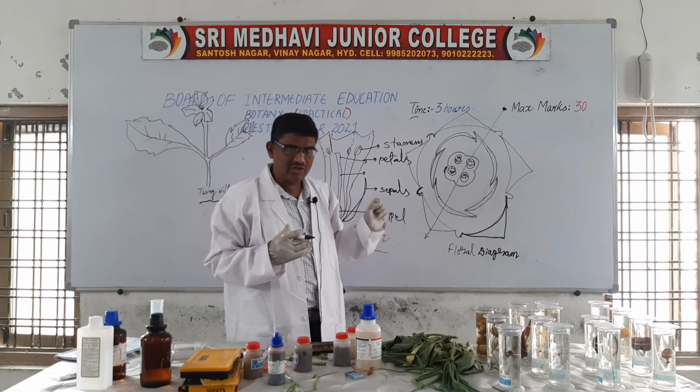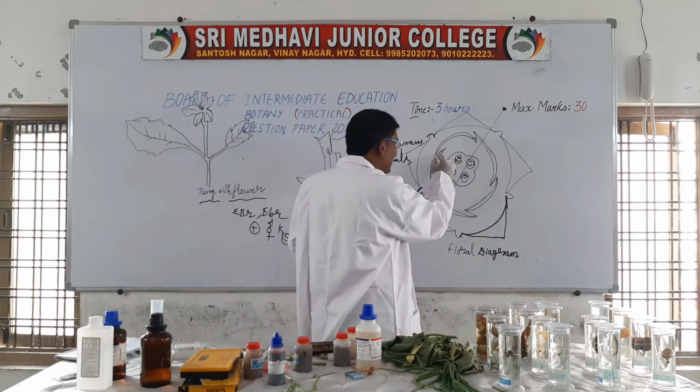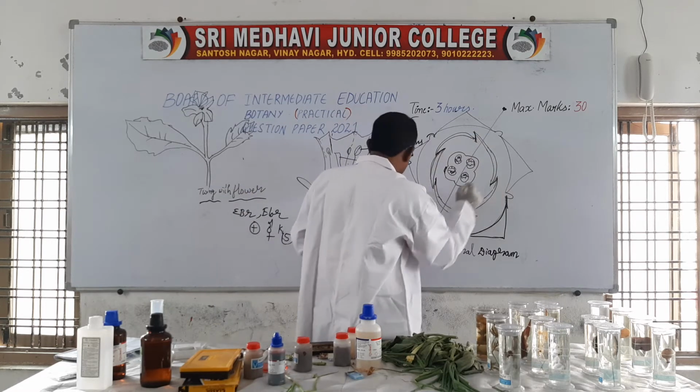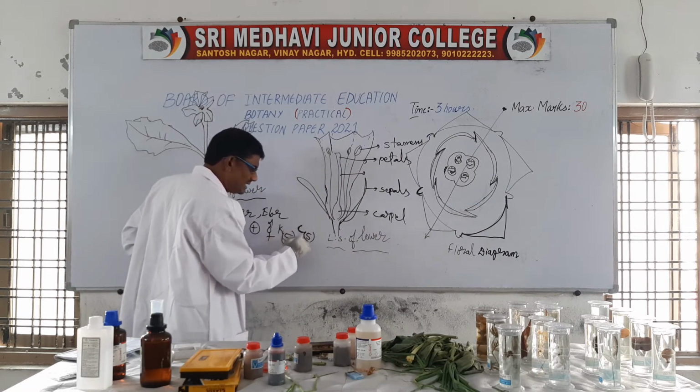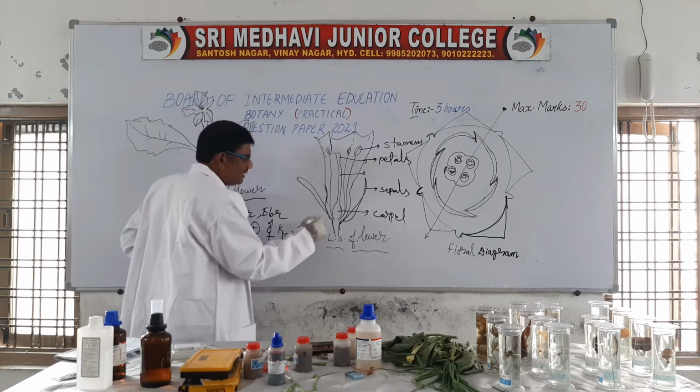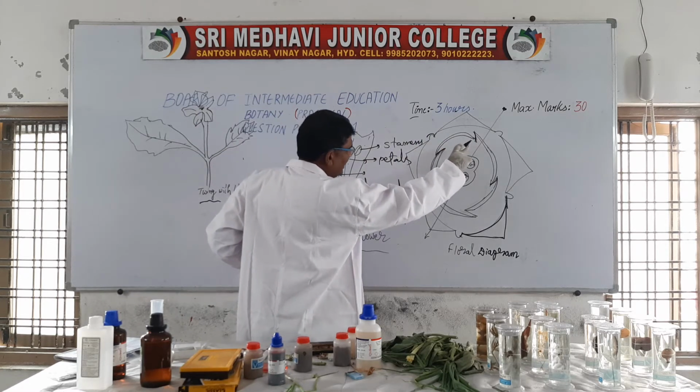This overlapping is also important. And one more thing: they are united. The calyx are 5 and the petals are also 5, and they are united. So there is overlapping, and they are united.